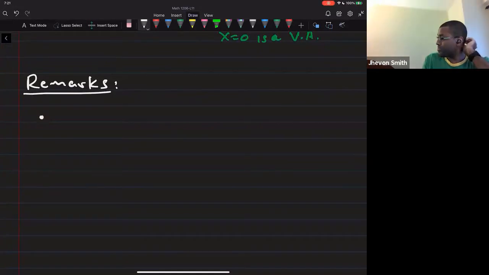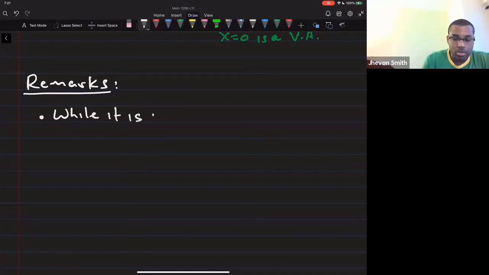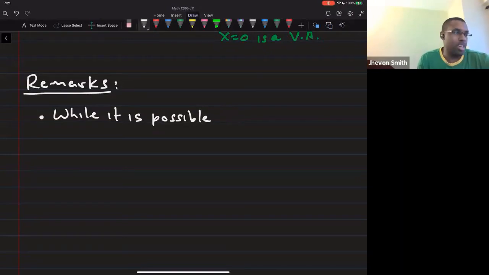First, while it is possible for a function to cross a vertical asymptote, it's not very likely in Calc 1. I'm not going to give you a function that does something crazy like that.